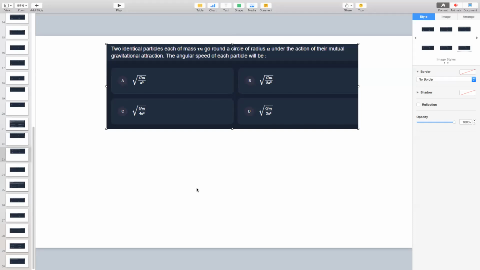Two identical particles, each of mass m, go around a circle of radius a under the action of their mutual gravitational attraction. The angular speed of each particle will be? Now, what is given in your problem? Two identical particles. They are moving in a circular path of radius a. From here to here, it is a. So, what is the distance between these two particles? Yes, it is 2a.